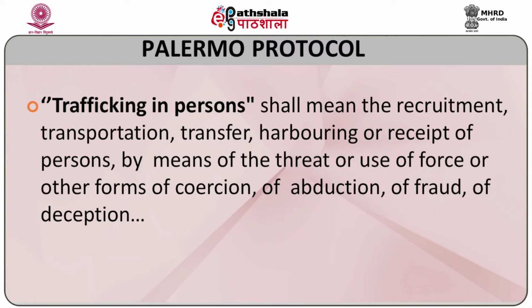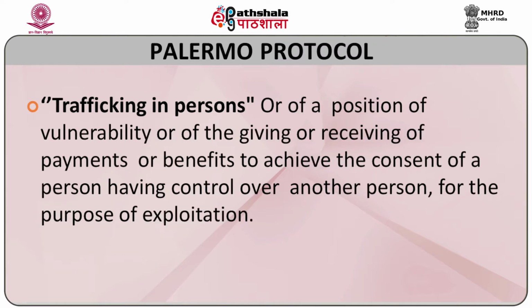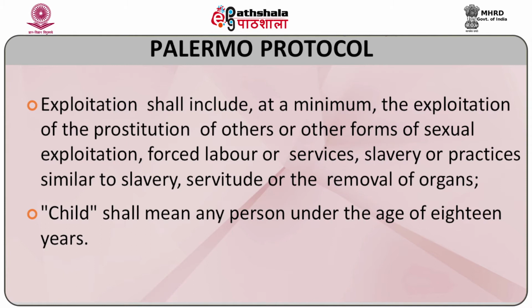The Palermo Protocol defines trafficking as follows: trafficking in persons shall mean the recruitment, transportation, transfer, harboring or receipt of persons by means of threat or use of force or other forms of coercion, of abduction, of fraud, of deception, of the abuse of power or of a position of vulnerability, or of the giving or receiving of payments or benefits to achieve the consent of a person having control over another person for the purpose of exploitation. Exploitation shall include, at a minimum, the exploitation of the prostitution of others or other forms of sexual exploitation, forced labor or services, slavery or practices similar to slavery, servitude or removal of organs. Child shall mean any person who is under the age of 18.